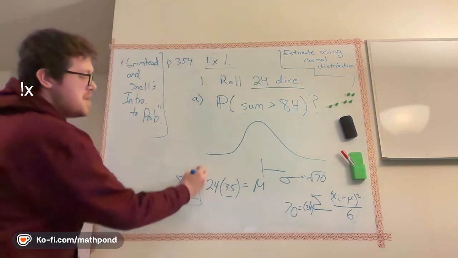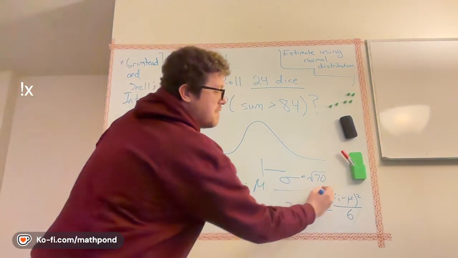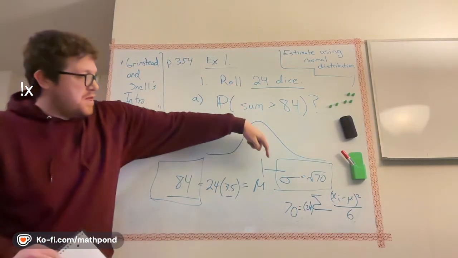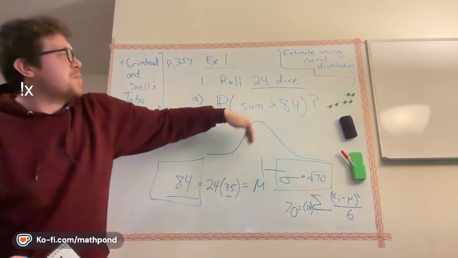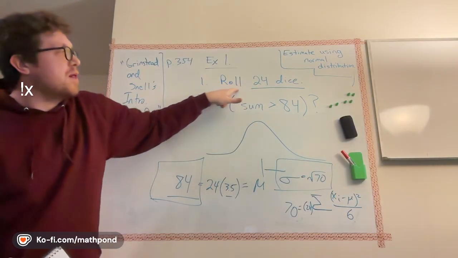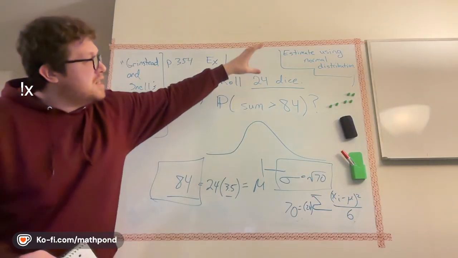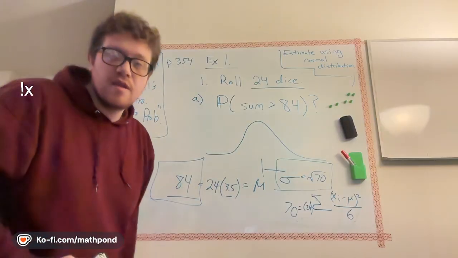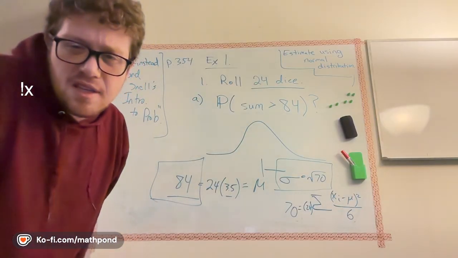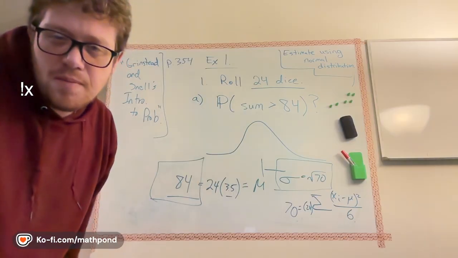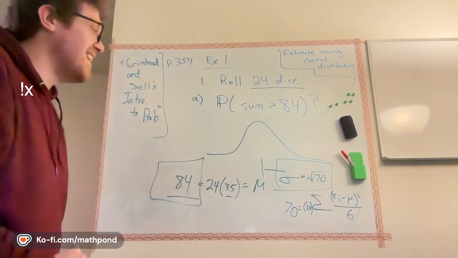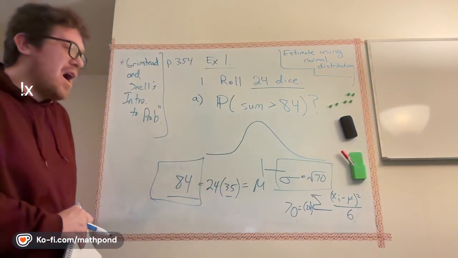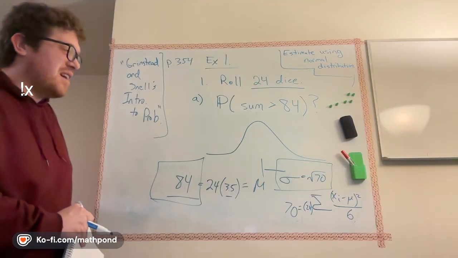So here's our mean, here is our standard deviation, and the normal curve with this mean and standard deviation should approximate the distribution of rolling 24 dice. Of course, the more dice you roll, the better approximation it is, but I feel silly. This is the variance of a uniform distribution. I should know this. Yeah. No, I mean, it happens.